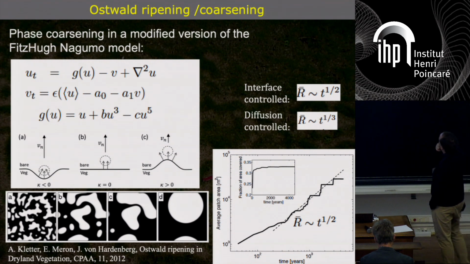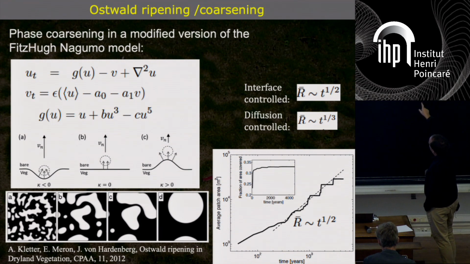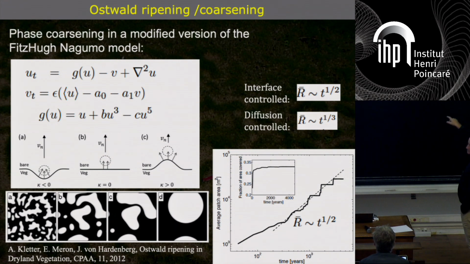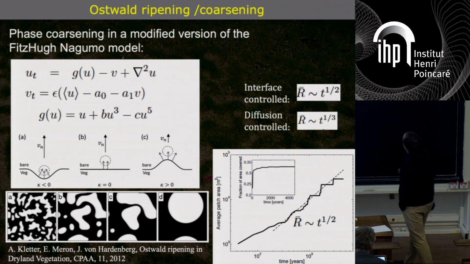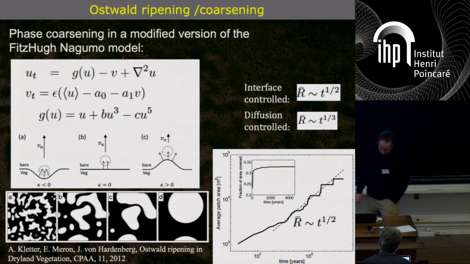You can also see it by this plot, which is showing you the growth in time of the average patch area as a function of time. It's logarithmic, but you will see that the slope is more or less 1. And so the radius of these patches is going like t to the 1/2. This is typical for phenomena where this is interface controlled.